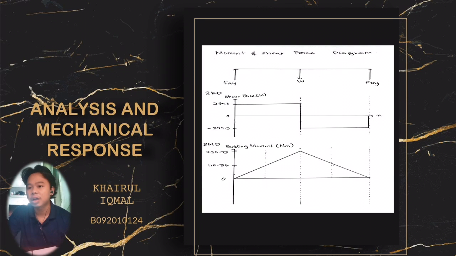For the diagrams, we got the shear force diagram and the bending moment diagram. As you can see here, the maximum shear force is 294.3 Newton, and the minimum shear force is -294.3 Newton. For the bending moment, we got the maximum bending moment, which is 220.93 Newton meter.